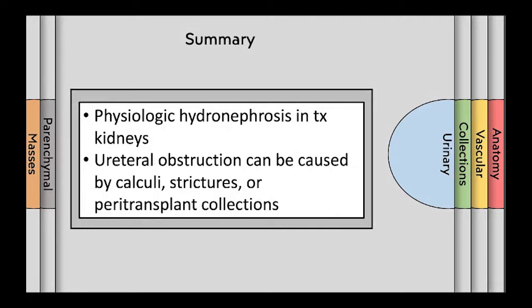In summary for the urinary section, physiologic hydronephrosis in transplant kidneys is normal. However, when you see increasing hydronephrosis or marked hydronephrosis, this urinary obstruction can be caused by calculi, strictures, or rarely peritransplant collections.